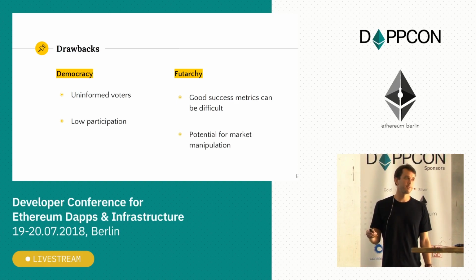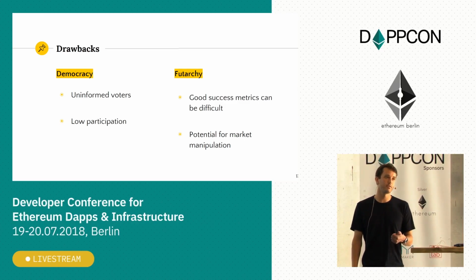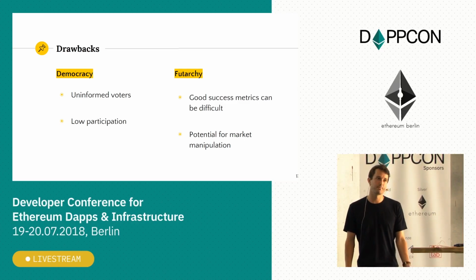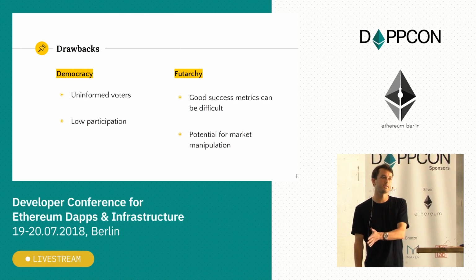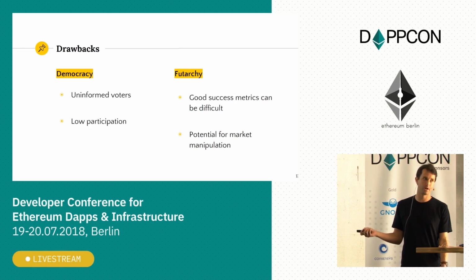And then we also have the potential for market manipulation. So we need to make sure that our Futarchy market is both liquid enough and has enough informed participants who are able to predict how the decision will affect the success metric in order to be resistant to market manipulation.